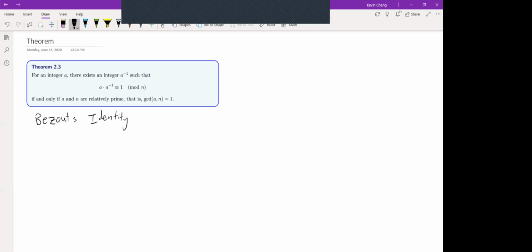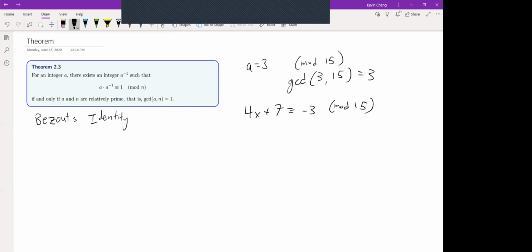And this makes sense because in our previous example, when a equals 3 and we're doing mod 15, 3 and 15, right, the GCD is not 1. In fact, it's equal to 3. So this gives us a good idea of when we are able to solve linear congruences. Because for example, in our problem, 4x plus 7 is congruent to minus 3 mod 15, our coefficient was 4. 4 and 15 have a GCD of 1, so it's perfectly okay for us to solve this using an inverse. But if the coefficient had been maybe 5 or 9, these are not relatively prime with 15, so we would not have been able to find a solution for x.